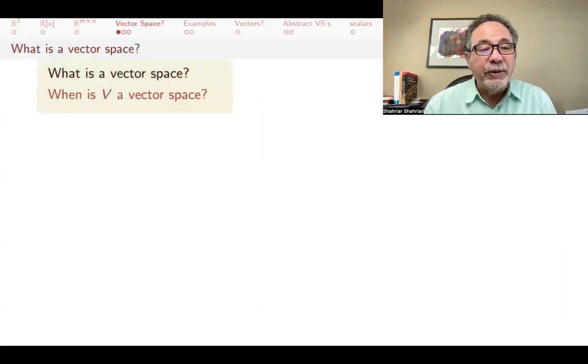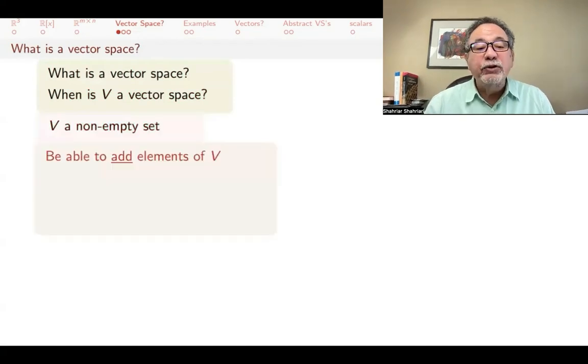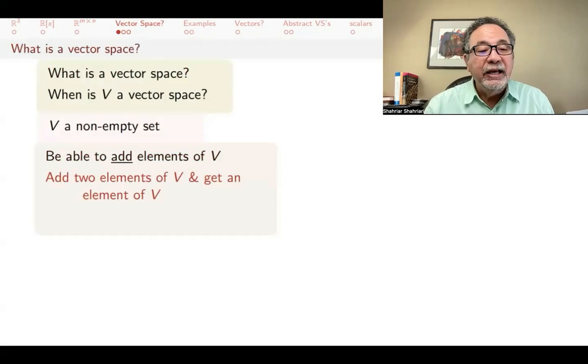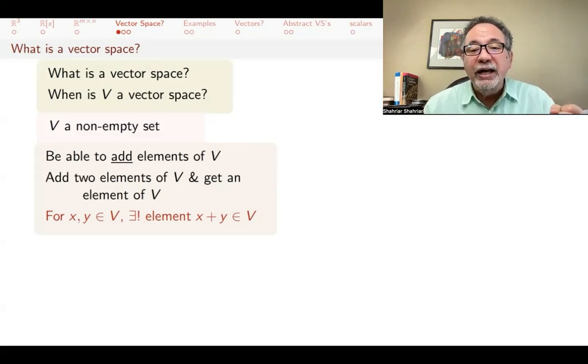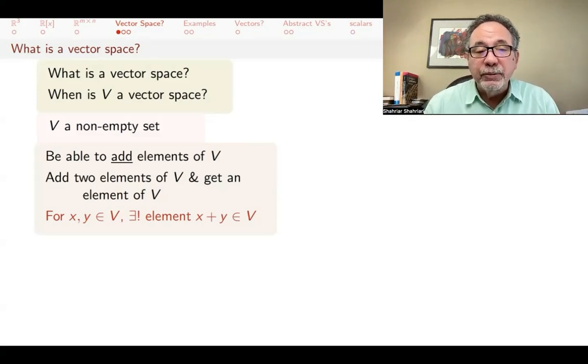Now, what is a vector space? If V walks through the door, how do you know if it's a vector space or not? V has to be a non-empty set, and you have to be able to add elements of V. That means that you have to be able to add two elements of V and get an element of V. The way we write that is that for x and y in V, there exists a unique element x plus y in V. There should be no ambiguity. If you give me x and y, I should be able to tell you what x plus y is.